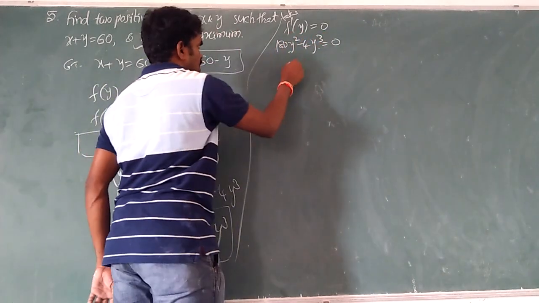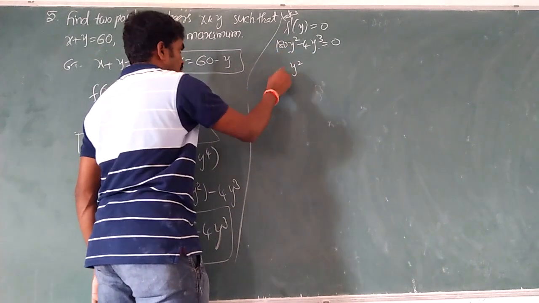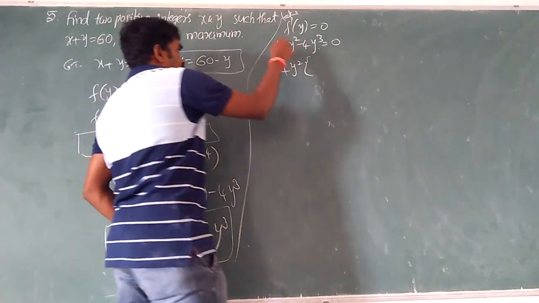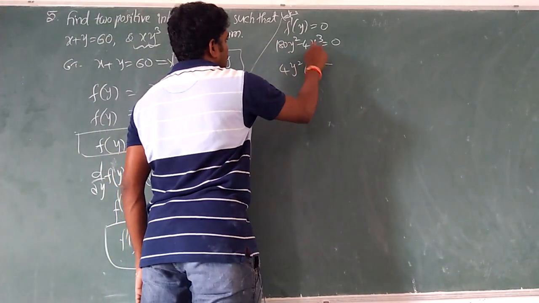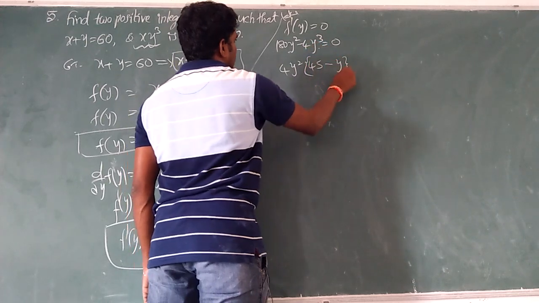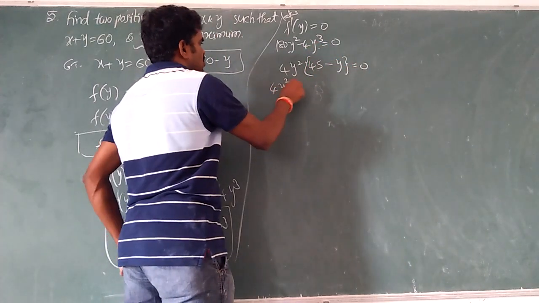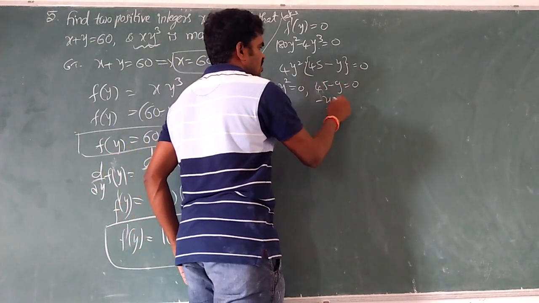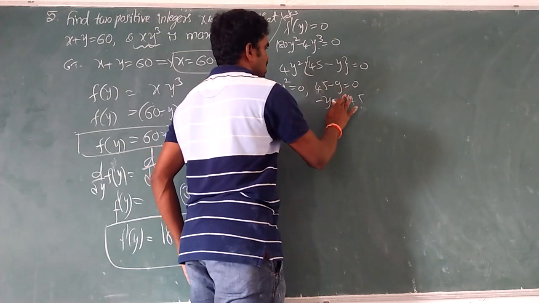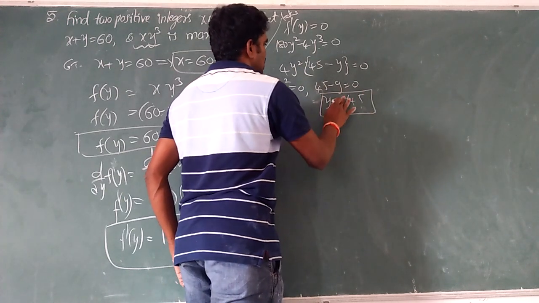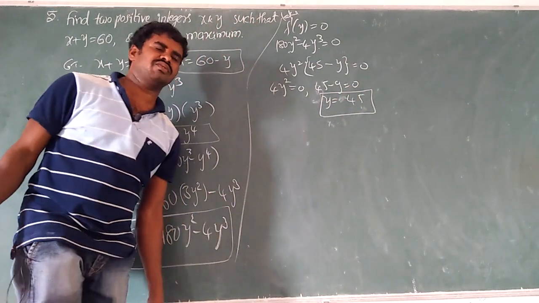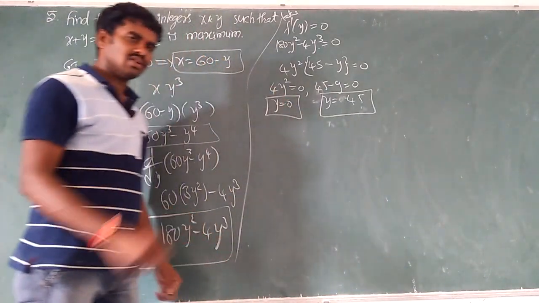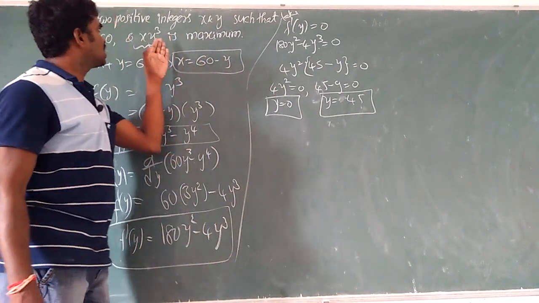What is common? y square is common, and both come in the 4 table, so 4 is also common. In the 4 table, 180: 4 4s are 16, 4 5s are 20, so 45. Minus 4 common, y square common, y is remaining. So 4y square equals 0 and 45 minus y equals 0. Means minus y equals minus 45, minus minus cancel, y equals 45. So I am considering y equal to 45, because if you take y equal to 0, that is also one of the values.